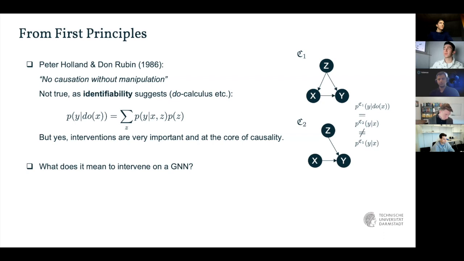So this is really what happens when you have confounding. Confounding is just another word for common cause, right? So Z is a confounder, a common cause of X and Y. And so we asked our question now, well, what does it mean to intervene on the GNN, right? So we really just, I mean, we didn't know. We just said, okay, let's go. And we came up with this.